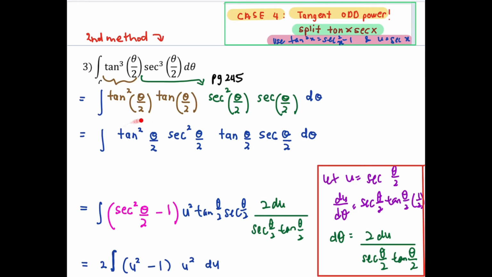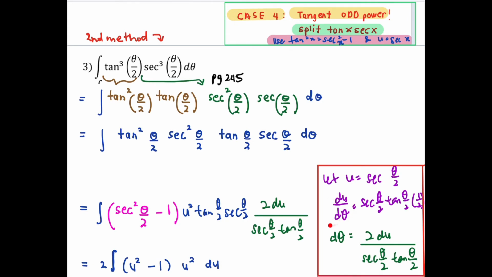Next, let's use tangent squared x is equal to secant squared x minus 1. So this is your tangent squared x. Let's take this and change it in terms of secant squared x minus 1. So tangent squared theta over 2 is secant squared theta over 2 minus 1. We have prepared according to what is given here. Then we need to let u be secant x. So let u be secant theta over 2.